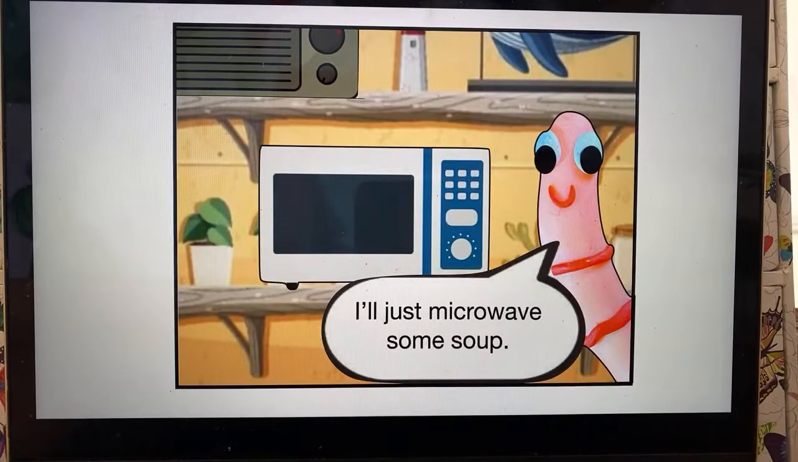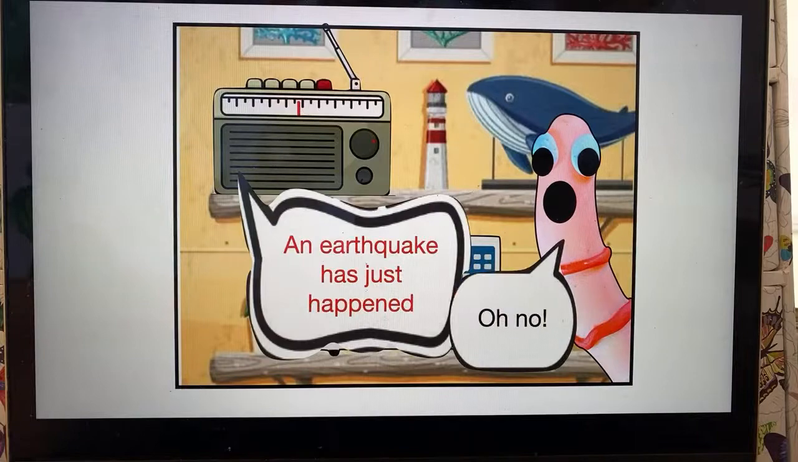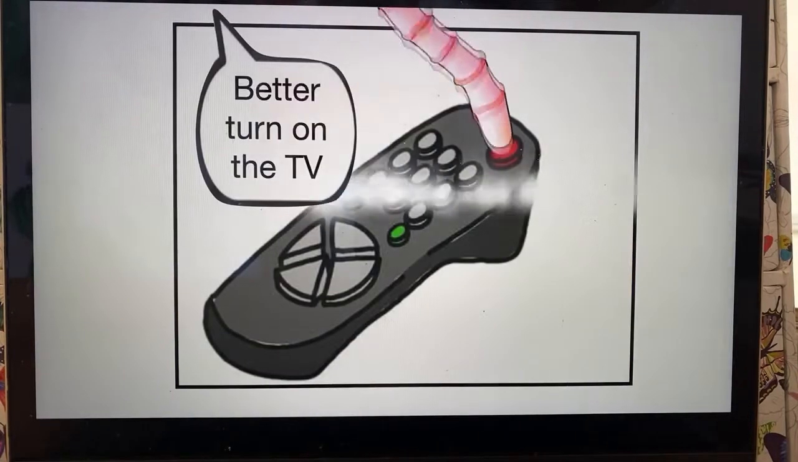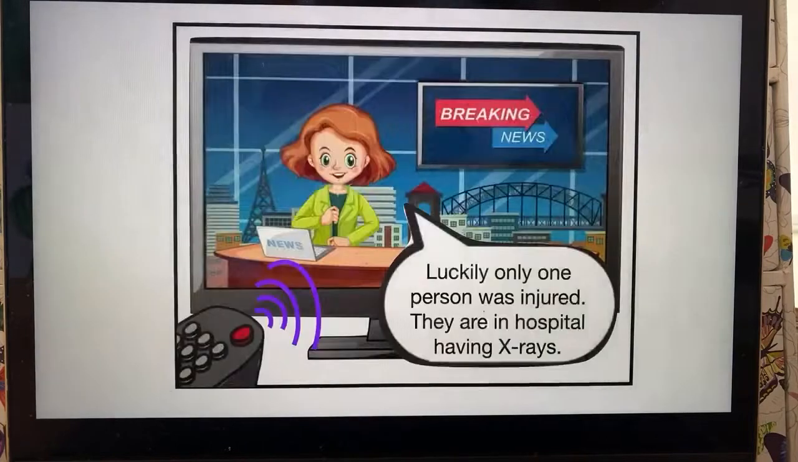I'll just microwave some soup, says Wormy. Psst, says the radio. Breaking news, an earthquake has just happened. Oh no, says Wormy. She runs to her TV remote control. Which wave is coming out of her TV remote control?